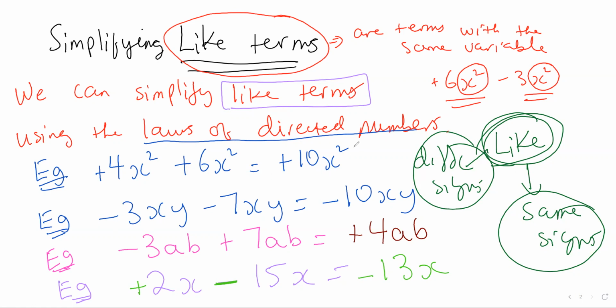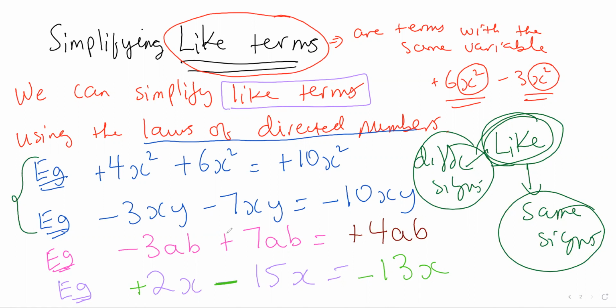The first two examples, yes, we use the same signs law here. But the next two, which law do we use? We use the different signs law, right? So the signs here play an important role. And simplifying like terms, this is just the basic introduction to it. There are many more levels to this.